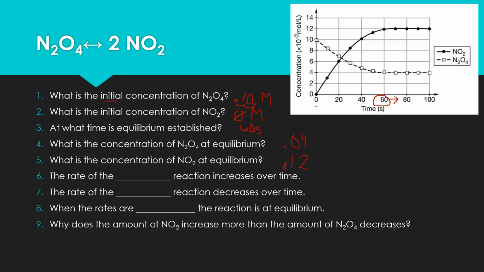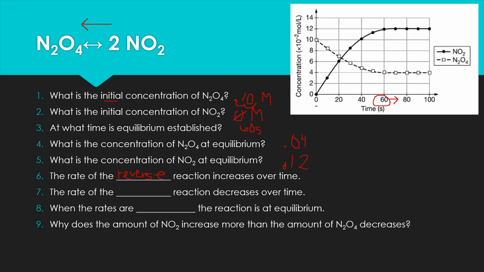So the rate of the blank reaction increases over time. So the one that is increasing over time is our rate of our reverse reaction, right? Because we are slowly taking our product, making our product, and then we start with no product forming back into reactants, no reverse reaction because we have no product. And over time, that's going to increase as we make more of that product. It's able to form back into the reactants.